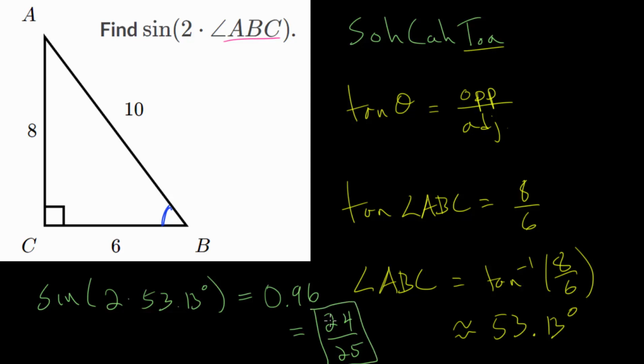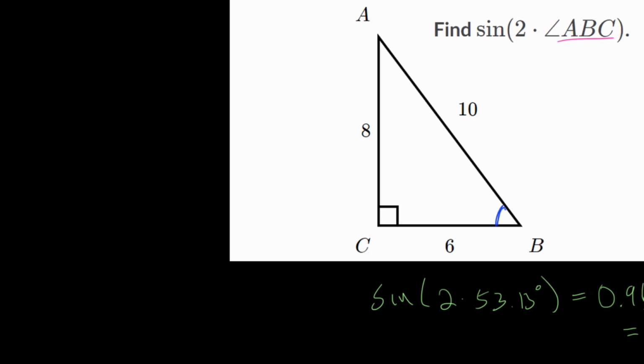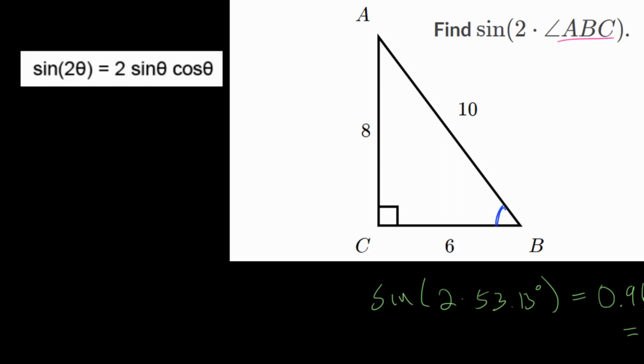This is one approach that we can take, but there is another approach that might be a little bit cleaner, and that is using the double angle formula, or we can call it the double angle identity. Let me quickly paste that in. This formula just states that the sine of twice the angle is equal to twice the sine of the angle multiplied by the cosine of the angle.